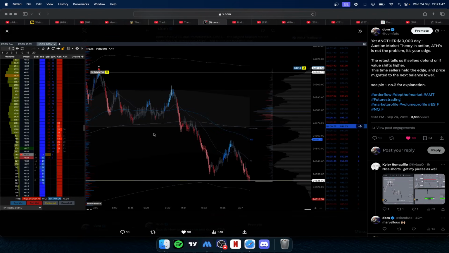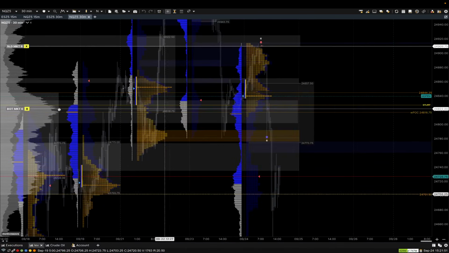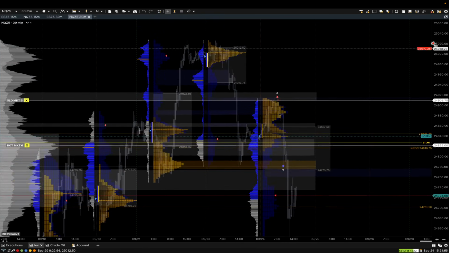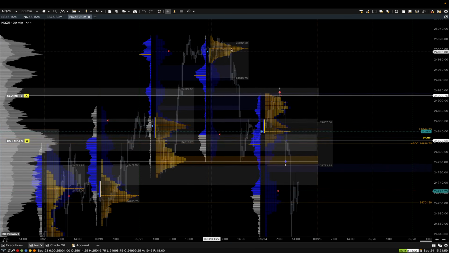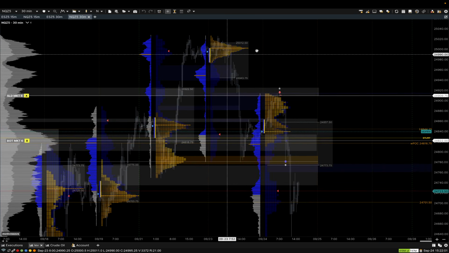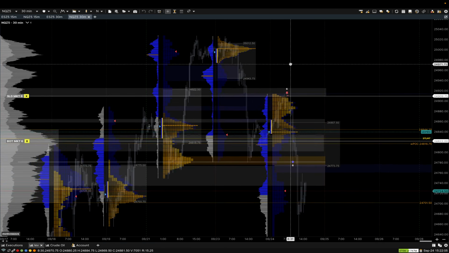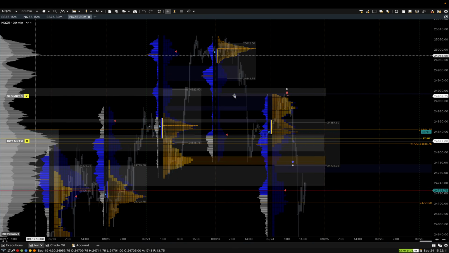Right here, this was during the trade, right? 10K. Now, let me explain to you what I saw. First things first, right? We built balance at all-time highs right here. We balanced now. After balance, where are we most likely going to go, right? Or what can we expect, right? Is an imbalance.